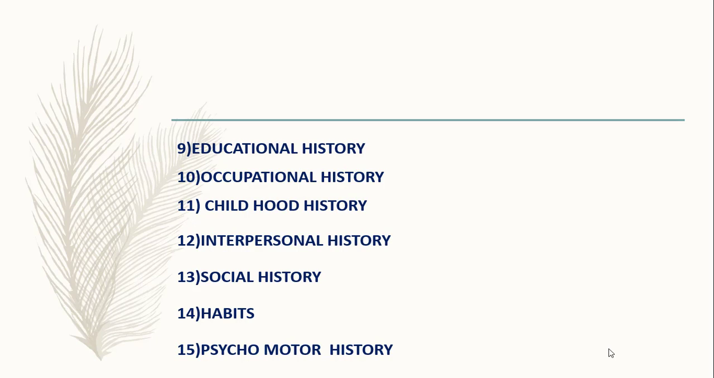Next heading is educational history. Under educational history, you have to write the educational level, which standard and which stage of education the patient is in. Then next heading is occupational history. Same as educational history, you have to write in which occupation the patient is involved, or no occupation or resigned, whatever it is, under occupational history.